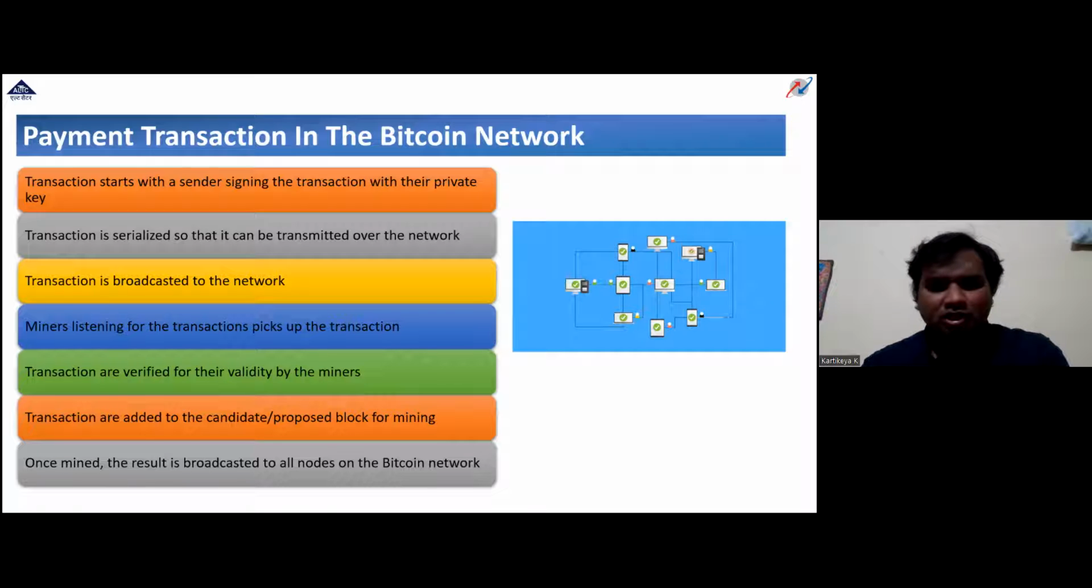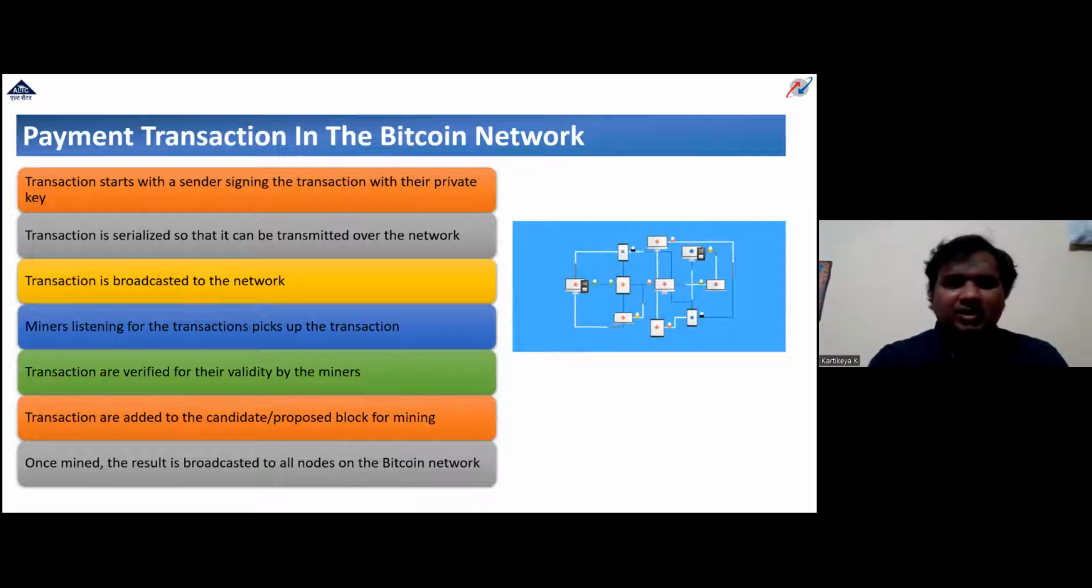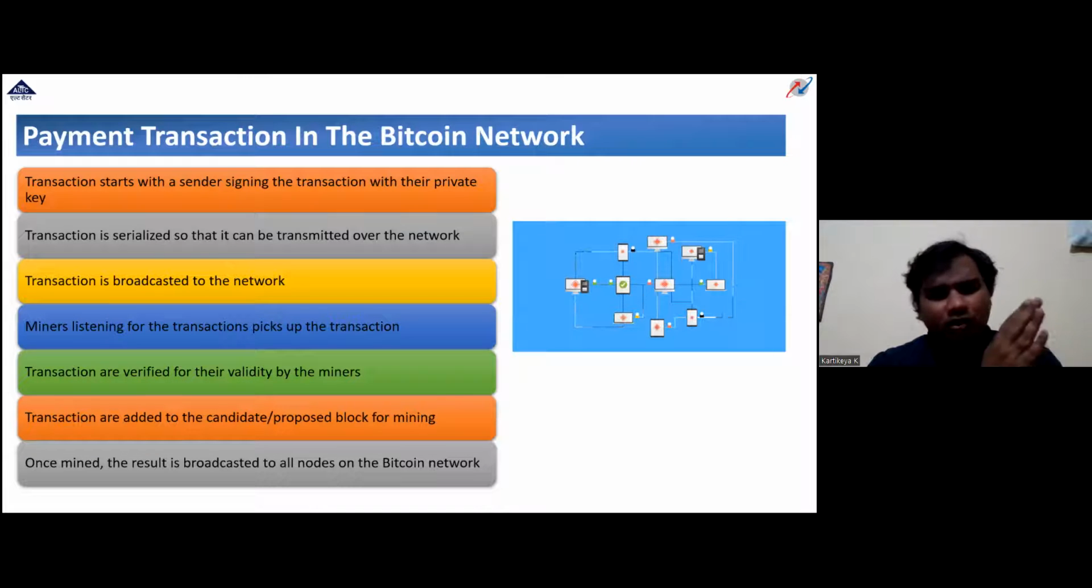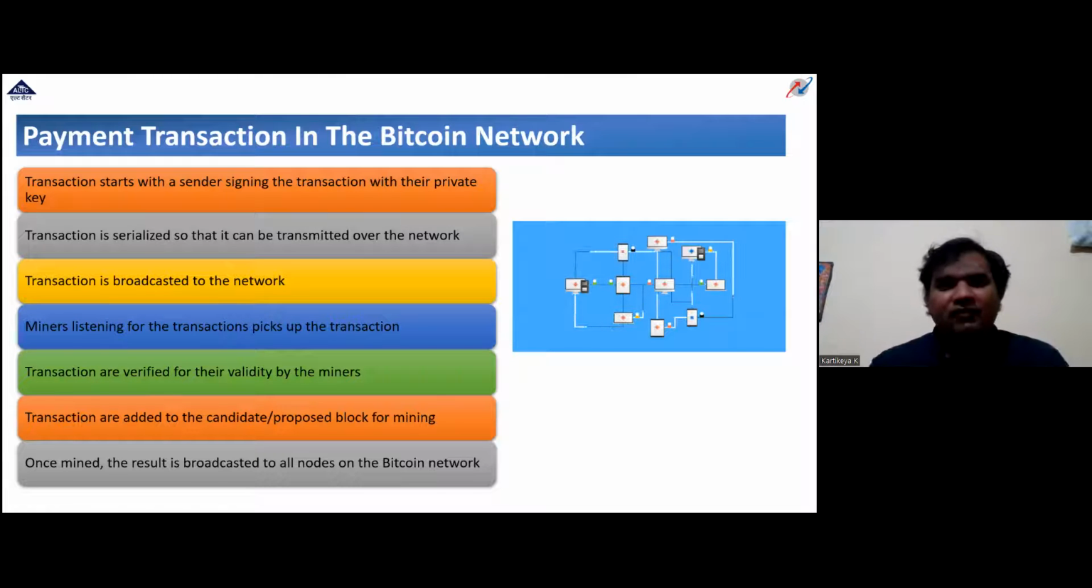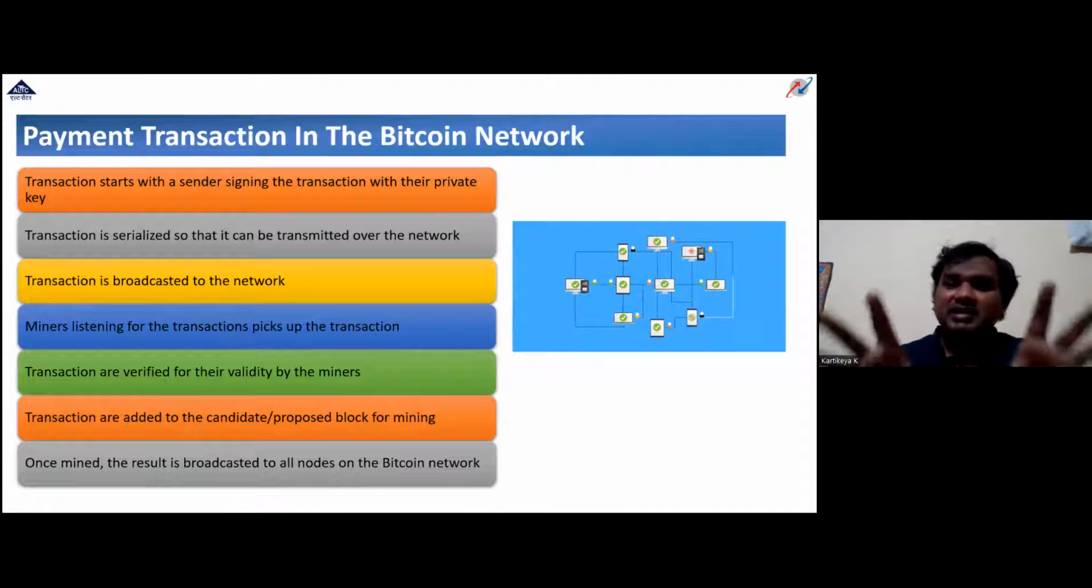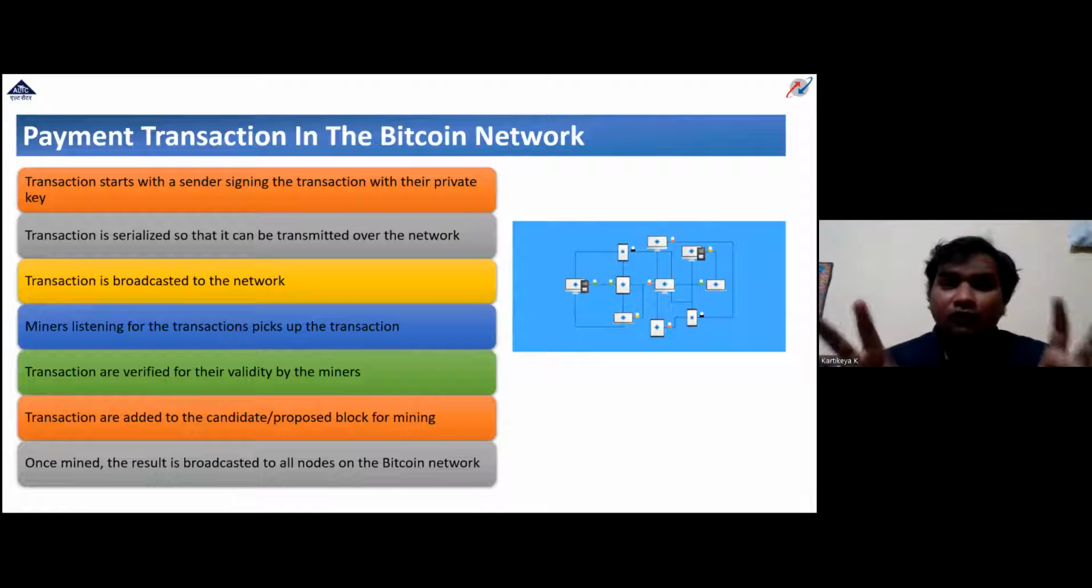Why is the result broadcasted to all the nodes in the Bitcoin network? This is the main security feature, hard to fake, right? Why it is very hard to fake is because of this last part: once mined, the result is broadcasted to all nodes in the Bitcoin network. So if someone wants to fake a transaction, he has to do it in at least 51% of the total nodes. Faking a transaction in one node is simple, but faking the transaction in 51% of the whole number of nodes is very difficult, right? That is why the transactions in Bitcoin are very hard to fake.